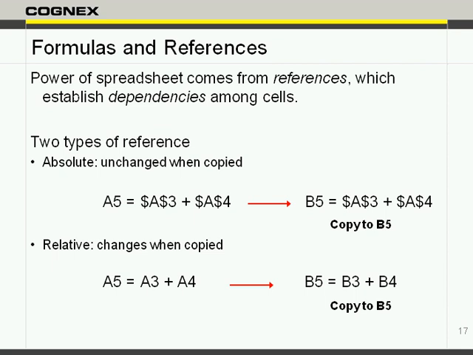In a relative reference, first of all, you notice that in the formula there are no dollar signs. That's how you know that it is a relative reference. So in this particular case, in cell A5, we have A3 plus A4, cell A3 plus cell A4. But note when you copy it into another cell, in this case into cell B5, the formula is no longer A3 plus A4, it's B3 plus B4. So it's relative in terms of its position on the spreadsheet.